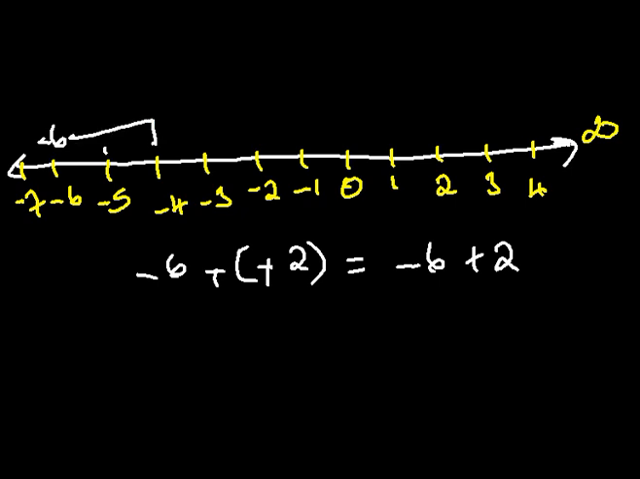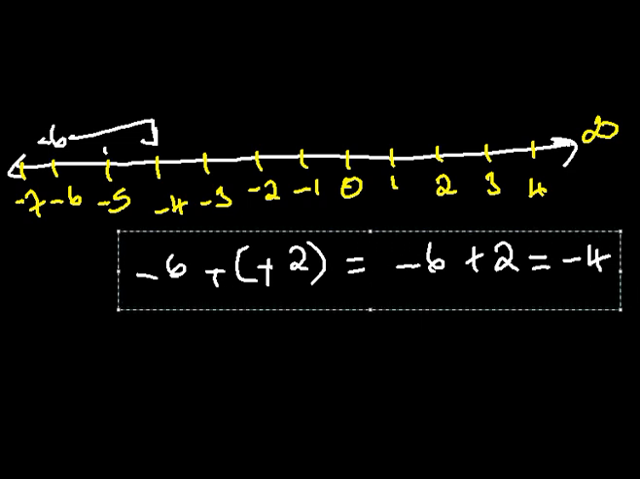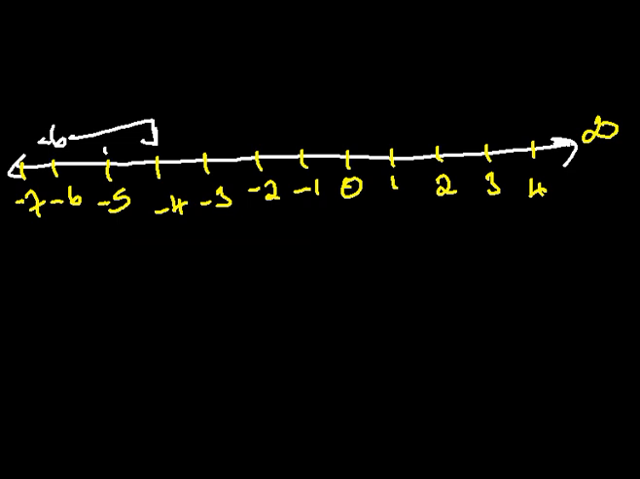So we are here. What is the value here? We have negative 4. Which means negative 6 plus 2 is negative 4. So always think about the number line whenever you are adding or subtracting numbers. It gives you a very big picture to understand these things.